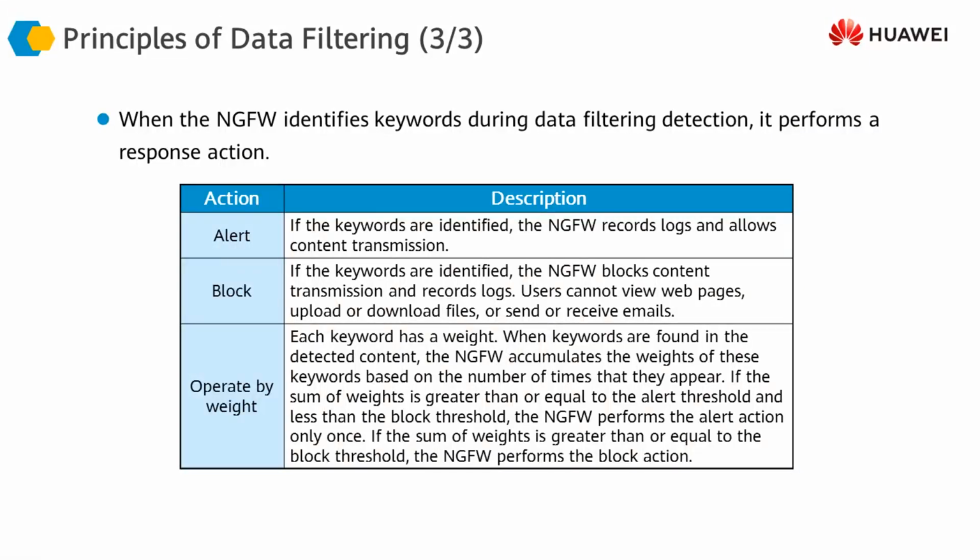When we are filtering data based on data filtering techniques, we can either generate an alert, which means that we are allowing the traffic to go through, we are transmitting the traffic. However, we are generating a log. We're generating logs for the traffic so that we know which traffic is passing through our network. We could also block the traffic, which means that we are not allowing the traffic to be transmitted, and we are generating the log as well. We could also operate by weight.